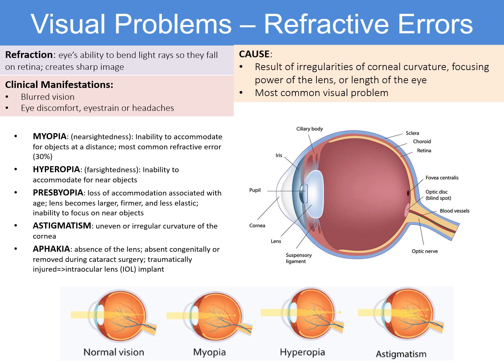So we're going to talk about the first problem, refractive errors. So what is refraction? If you watch the video, hopefully you have a better understanding of what it is. So it's the eye's ability to bend light rays so that they fall on the retina. Okay, so we're looking here at this picture. Actually, this is a really good example of the different types of refractive errors.